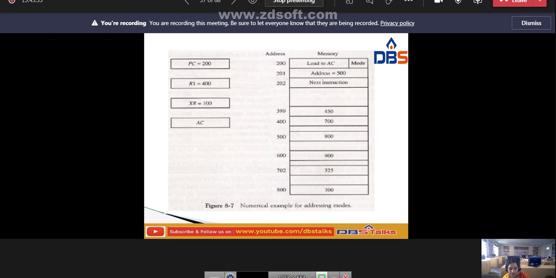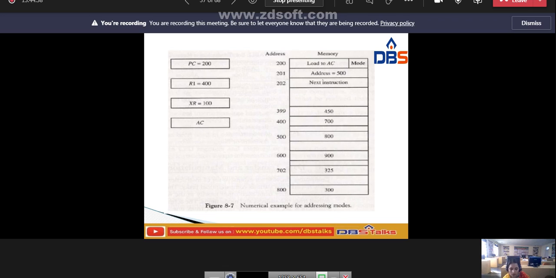Okay. And in the relative mode, the effective address is 500 plus 202, which is equal to 702. And the operand is 325. So, the value in the PC after the fetch phase and during the execution phase is 202. So, in the index mode, the effective address is XR plus 500, which is 100 plus 500, 600, and the operand is 900. 600 is the address in the memory, and in the memory, the operand is 900.